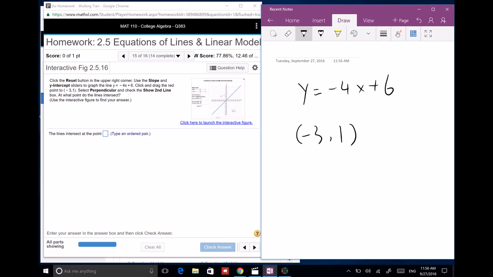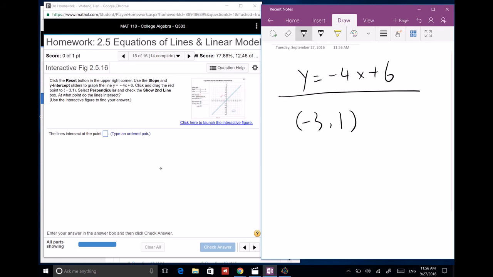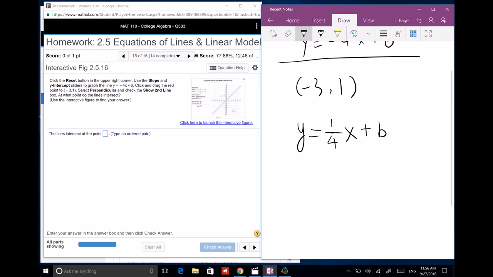Okay, probably you need to look at the line, but even without the point, I think I can still work it out. So this is y equals -4x plus 6, and the perpendicular slope is going to be +1/4 because they're perpendicular. y equals 1/4 x plus a number, I don't know it yet, but I can plug this point into it because it is on the line.